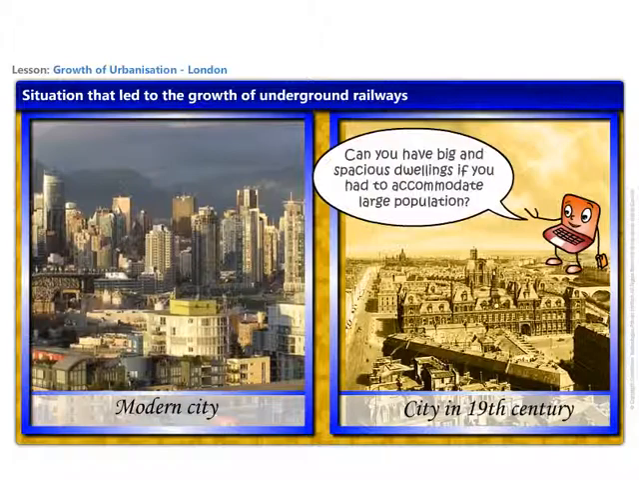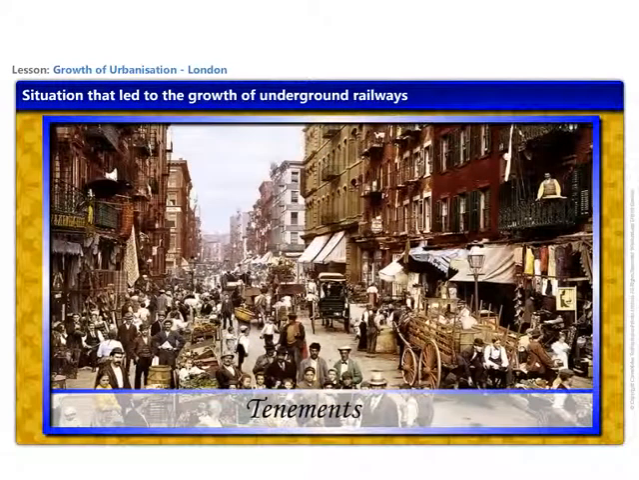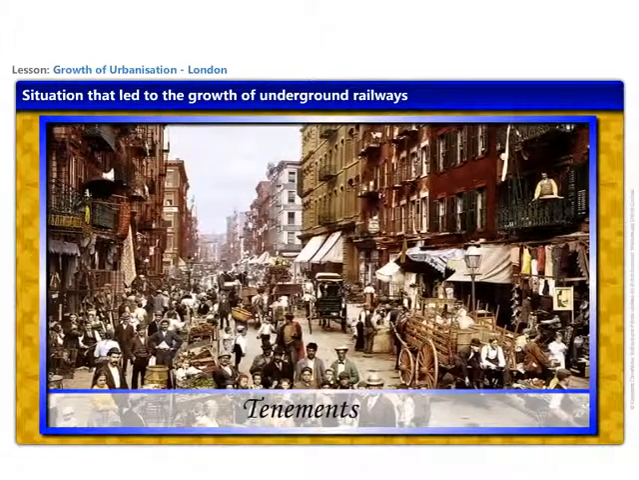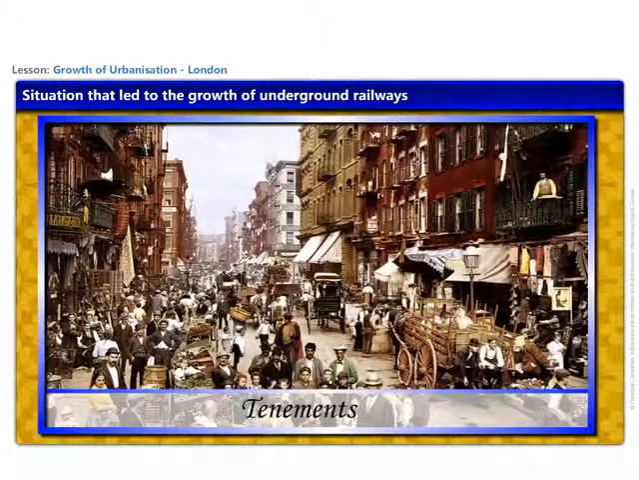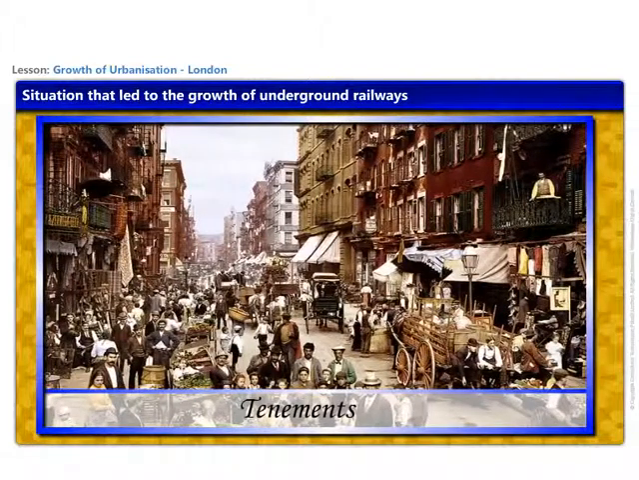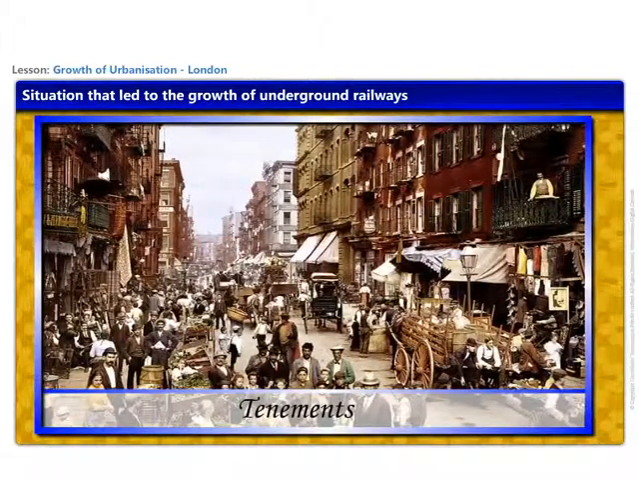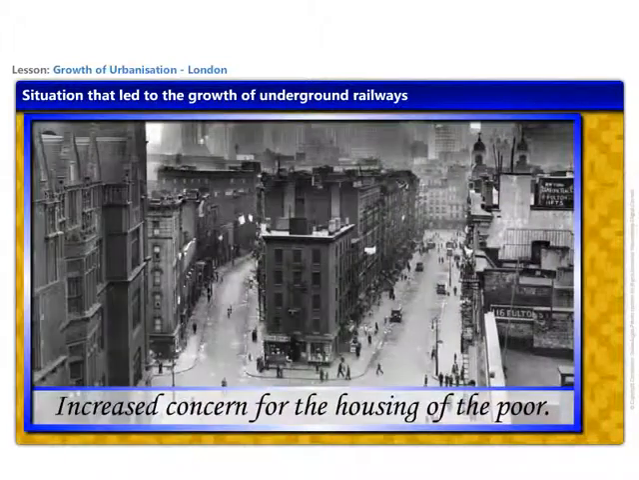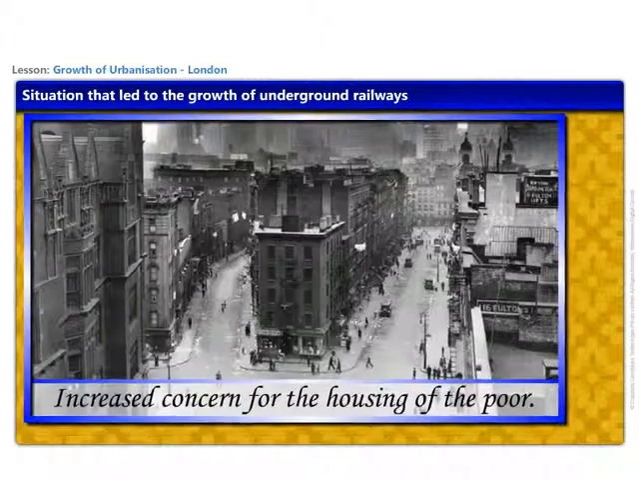Can you have big and spacious dwellings if you had to accommodate a large population? No, that is why tenements came up. The migrant workers had to live in cheap and usually unsafe tenements, run-down and often overcrowded apartment houses, especially made for the poor section of society. But gradually, there was an increasing concern for the housing of the poor.